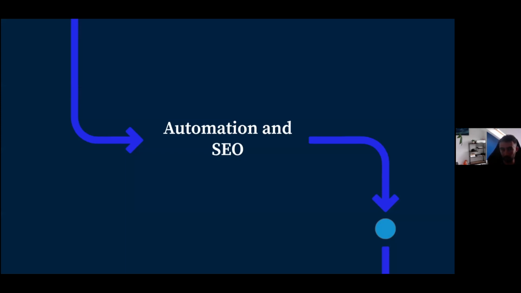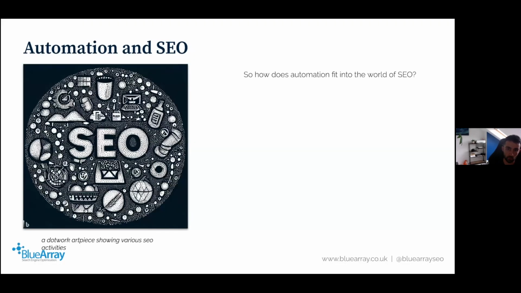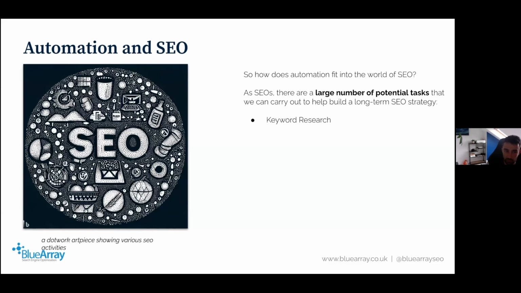Let's do a little bit of building on that. So how does automation fit into the world of SEO? As SEOs, there are a large number of potential tasks that we can carry out to help build and reinforce a long-term SEO strategy. Keyword research is probably the one that most SEOs and even non-SEOs will think of when it comes to SEO tasks.